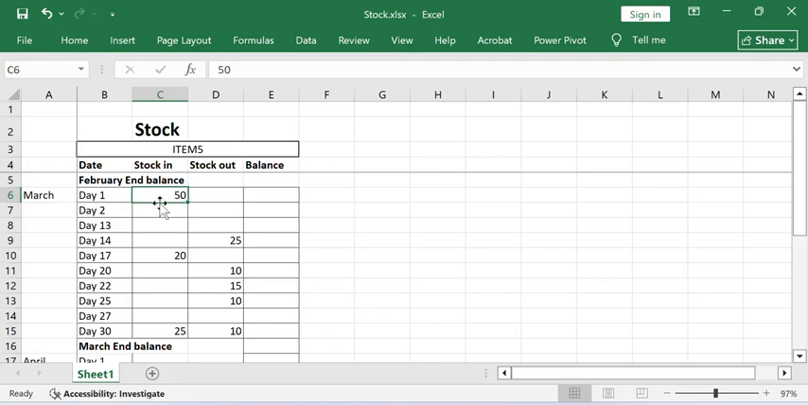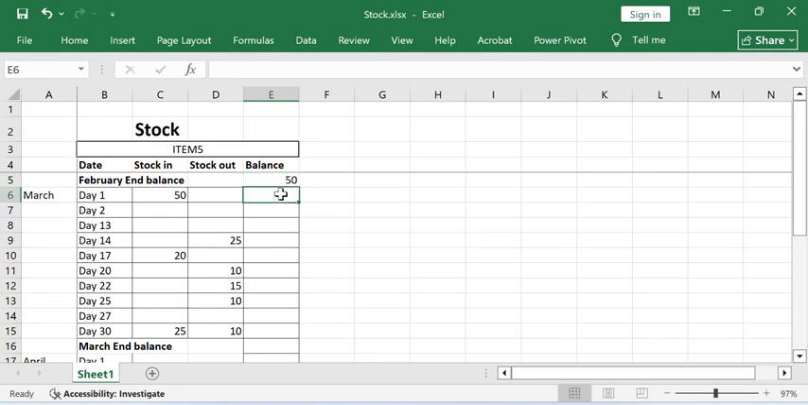You brought in 50 pieces of that item 5, but there's no stock out. So what do we do to calculate the balance? Add, sorry, add the balance, the end balance for that month. Let's say the end balance for the month is 50.